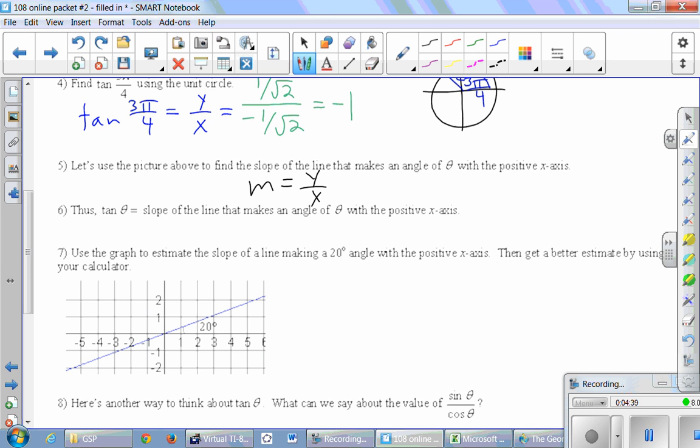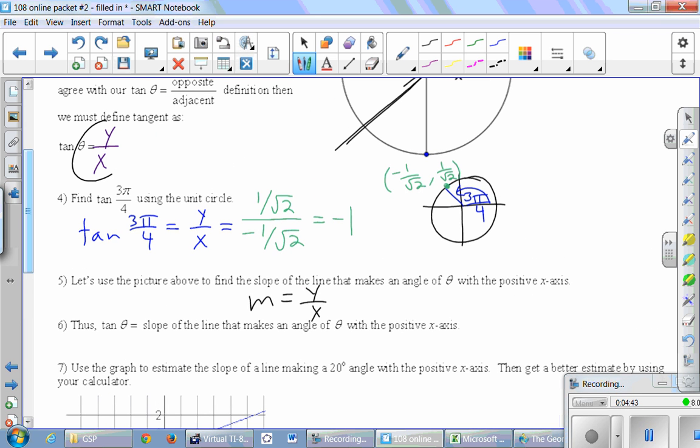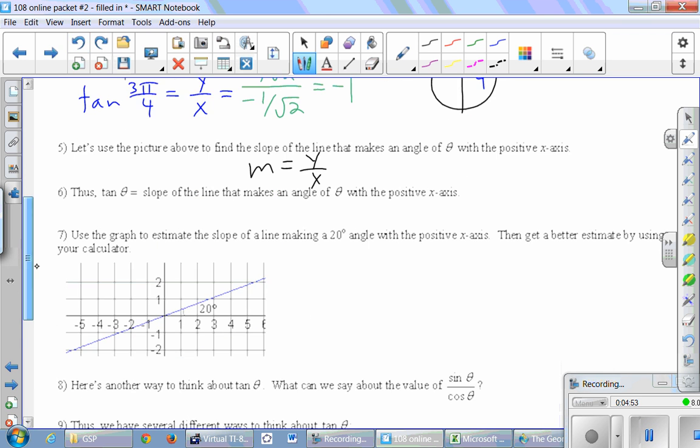But wait a second, we've just seen y over x. This class, we saw it right up here. Y over x is the tangent of theta, but y over x is also the slope of a line that makes angle theta with the positive x-axis. So what that means here in number 6 is that tangent of theta is equal to the slope of the line that makes an angle of theta with the positive x-axis.